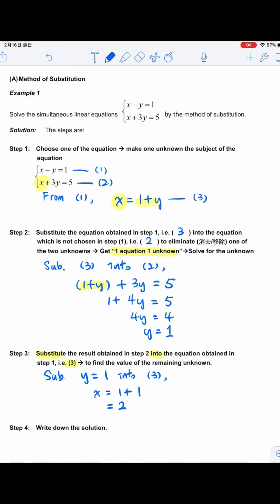So finally, we can write down the solutions. The solution of these equations is x is equal to 2, y is equal to 1.